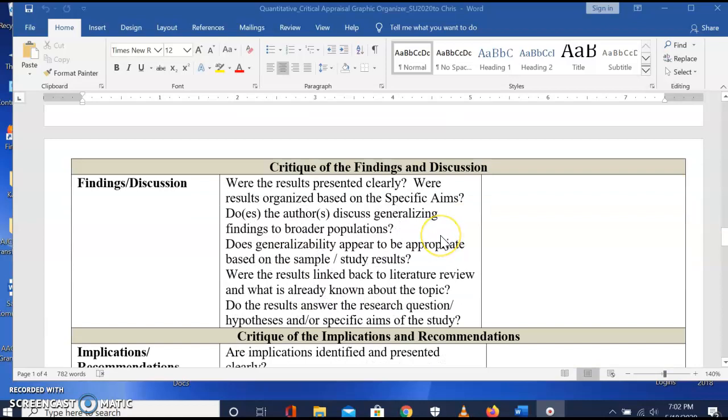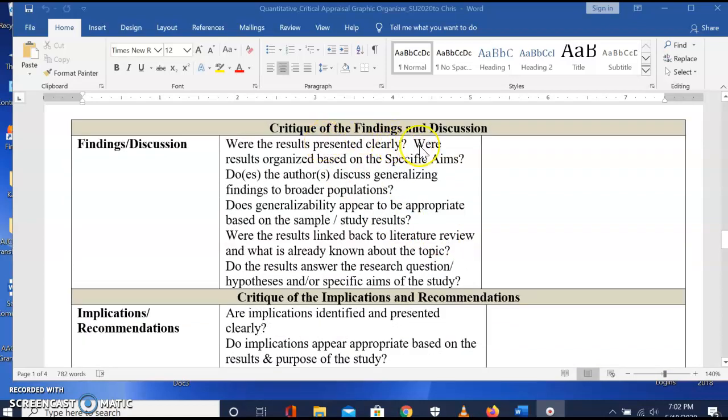Okay, then we move on to the findings. There's a bunch of questions here. Specific aims are basically the aims and the measures of what the researcher intends to study, or it's like the research questions. And basically, we want to know if you think the sample size is large enough to generalize to broader populations.